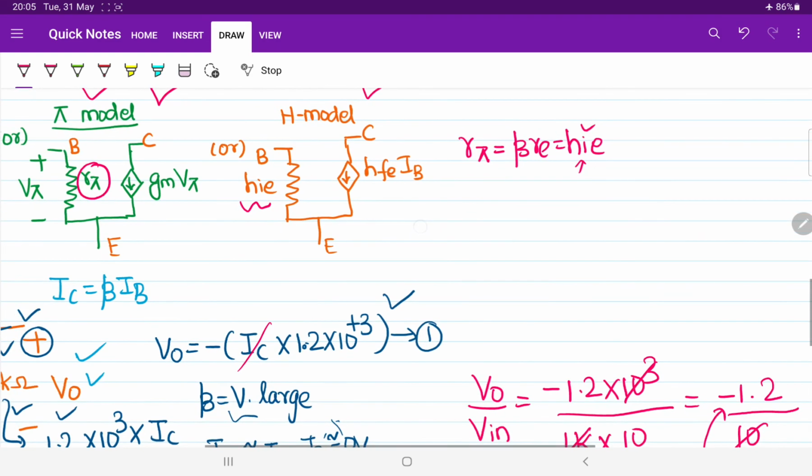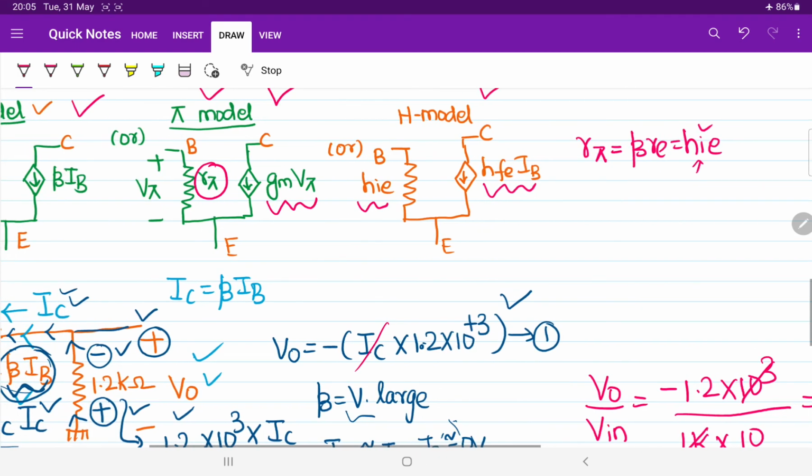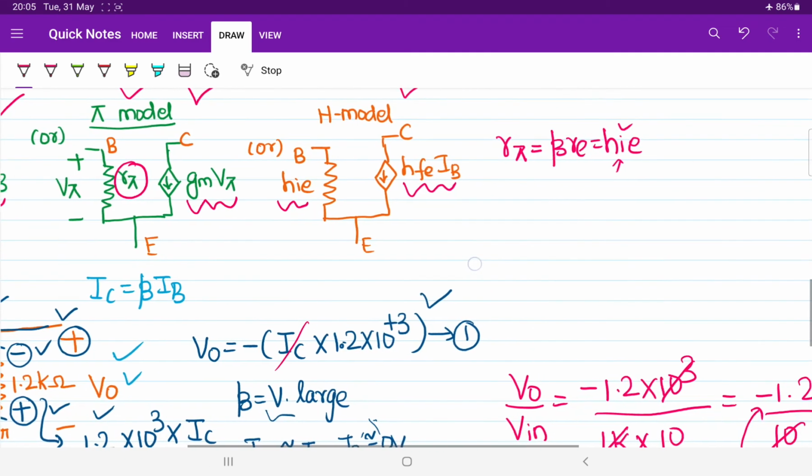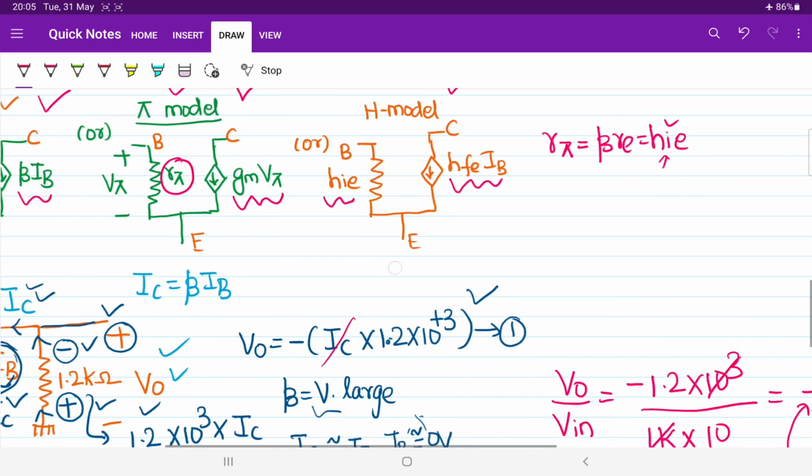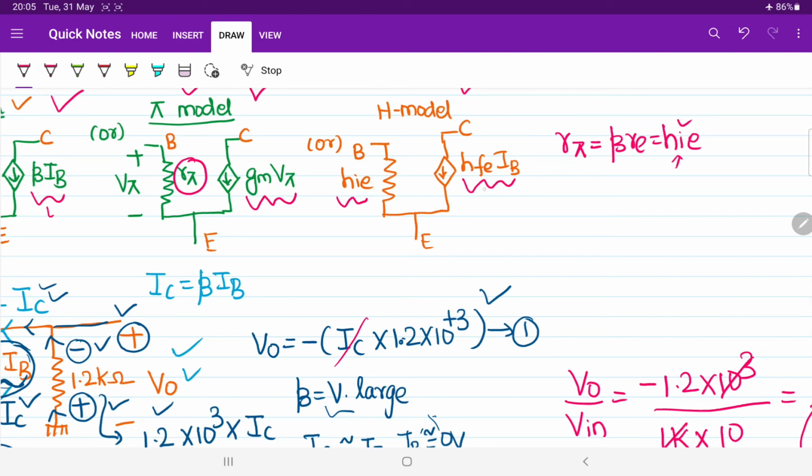And one more thing, what is the another relation? See there, Gm into V pi. Right, so Gm into V pi, and I can also equate it with the HFE into IB, and you can also equate it with beta times of IB. So if I equate these parameters, it will be very easy. Here if you compare this beta into IB with the HFE into IB, I can directly write that the value of HFE equal to beta. Yes or no? See there, here HFE into IB, here I am having beta into IB. So these both are equal only.